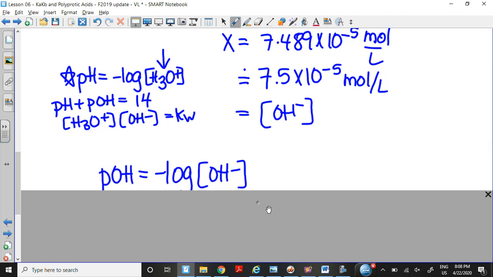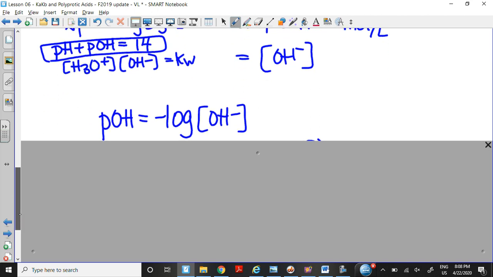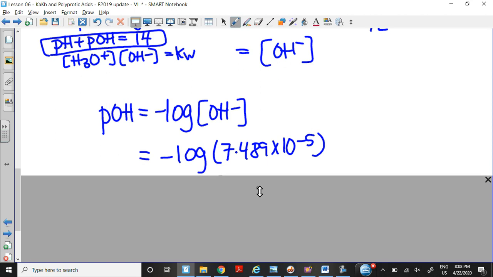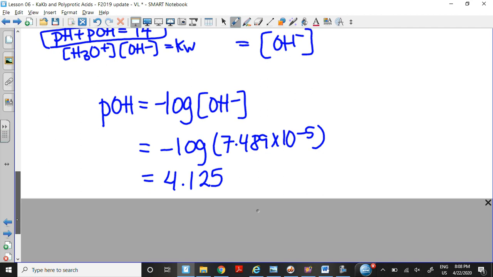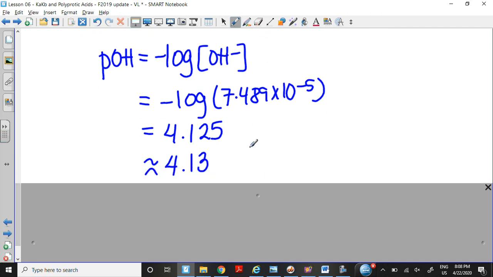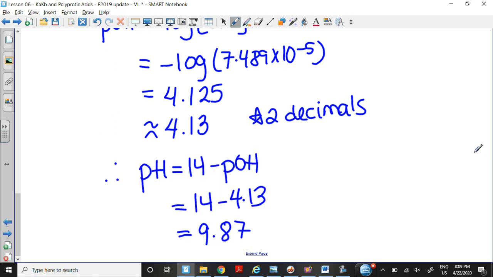I decided I'm going to calculate the pOH and then use my pH plus pOH formula. So pOH is negative log of hydroxide ion concentration. To be more accurate, I'm putting in my unrounded concentration of hydroxide ions. When I put that in my calculator, I get 4.125. But with pH and pOH, we always round to 2 decimal places. Remember, 2 decimals for pH and pOH. So my pOH is 4.13. I need my pH, so that's where my pH plus pOH formula is going to come in. I'm going to take 14 minus my pOH, and that's going to give me an answer of 9.87.